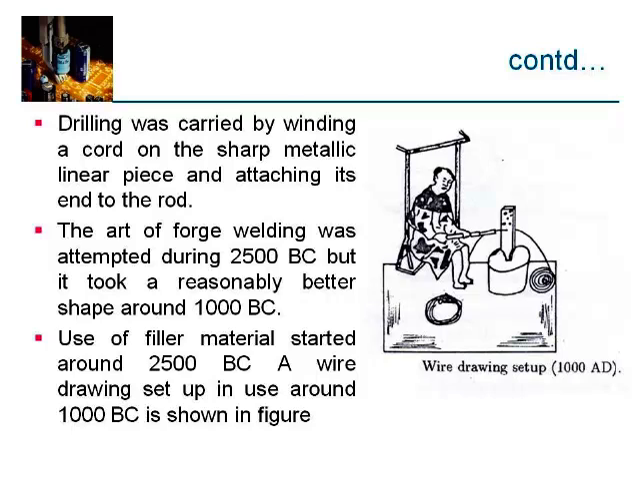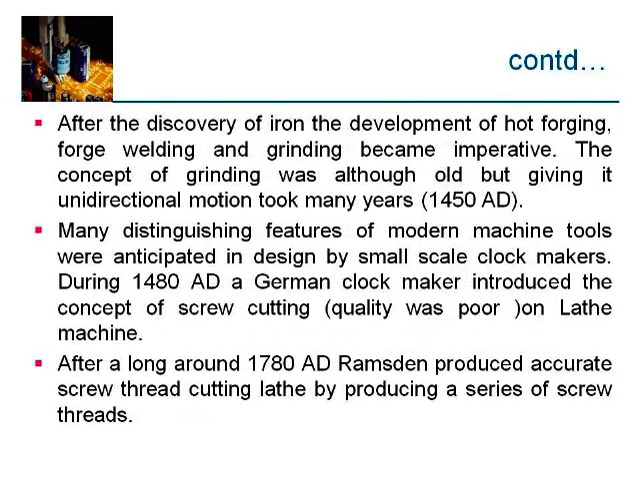The art of forge welding was attempted during 2500 BC, but it took a reasonably better shape around 1000 BC. Use of filler material started around 2500 BC. A wire drawing setup in use around 1000 BC is shown in this figure. After the discovery of iron, the development of hot forging, forge welding and grinding became imperative. The concept of grinding was, although old, but giving it unidirectional motion took many years.